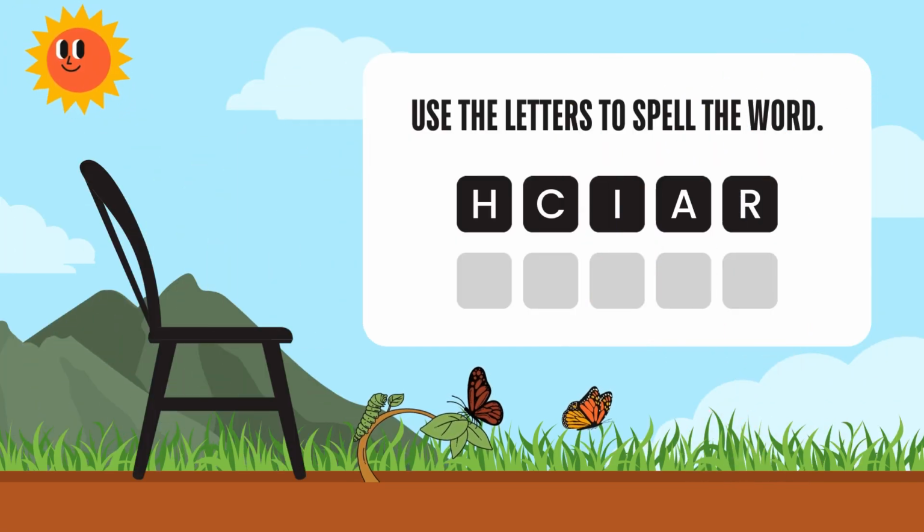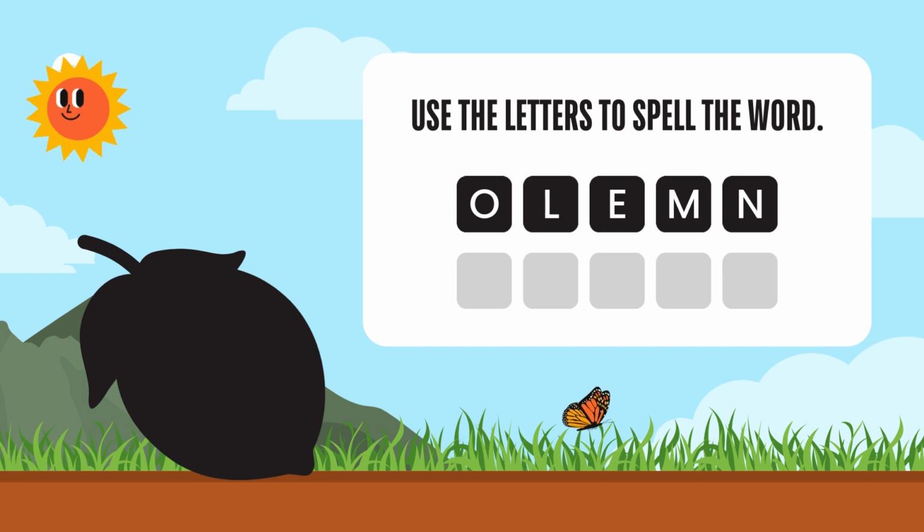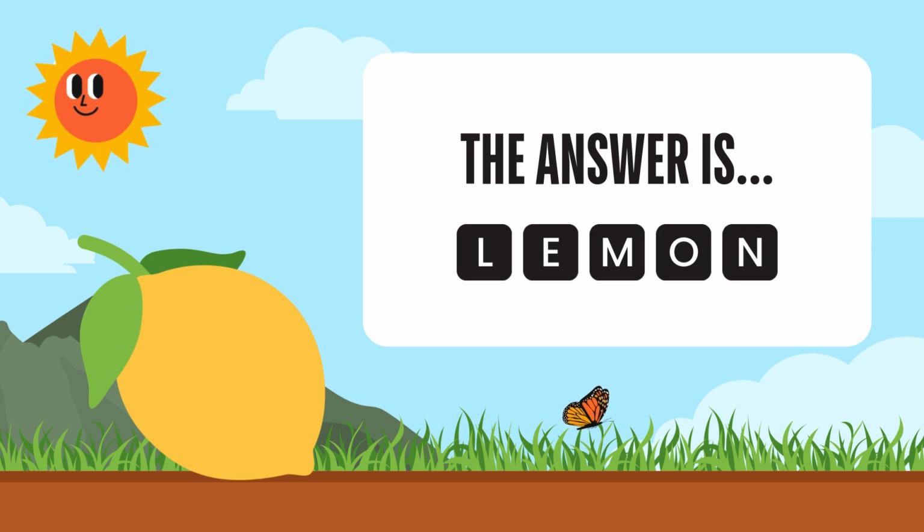Use the letters to spell the word. The answer is cherry. Use the letters to spell the word. The answer is lemon.